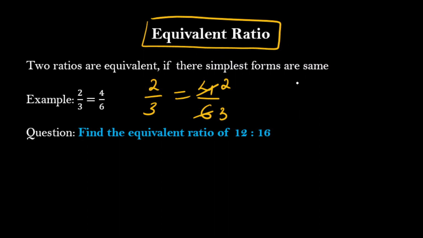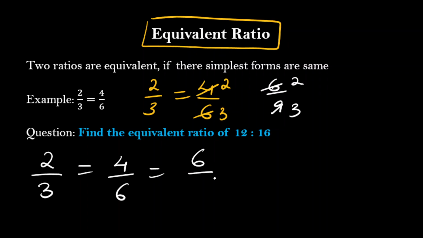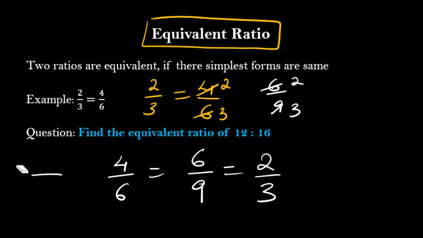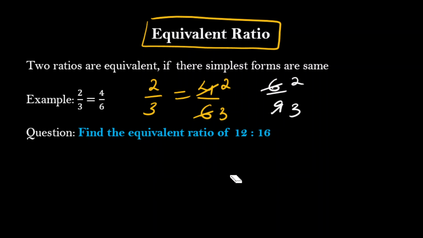Same way I can consider another example also. So this we can write as 6 by 9 also. 6 by 9 also if you do cancellation, so 3 into 2, 3 into 3. So that means 2 by 3 is equivalent to 4 by 6. It is also equivalent to 6 by 9. So these all ratios are equivalent because their simplest forms are same, which is equals to 2 by 3. So when the simplest form of the ratios are same, those ratios are equivalent ratios.